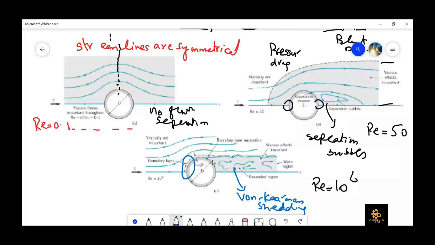Right. So in these cases, Reynolds number 50 and 1 million, there is a flow separation on the back end of the bluff body, and due to that, pressure drag is very high in these two cases. But for the low Reynolds number, pressure drag is negligible and friction drag is more.